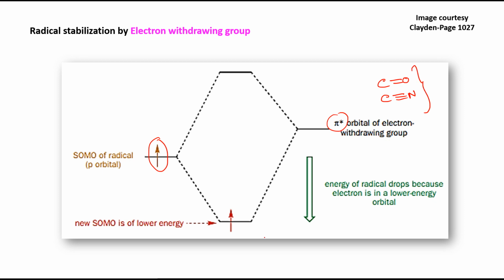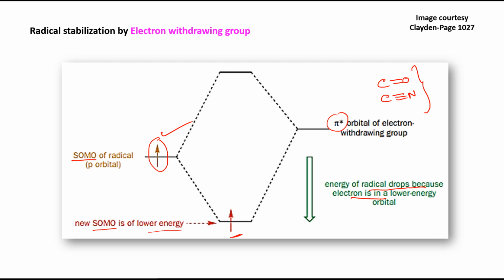Now once the MO is formed, there is only one electron present. This is the old SOMO, singly occupied molecular orbital, but after MO formation, the new SOMO is of lower energy, and the electron will now be here. So you can see the energy of the radical drops because the electron is in a lower energy orbital compared to the situation when the MO is not yet formed. In this way, an electron withdrawing group can stabilize the free radical.